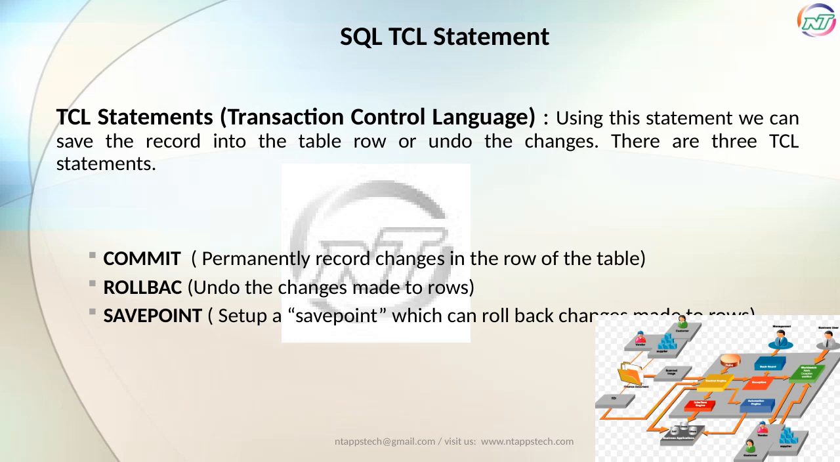Savepoint acts like a bookmark within a transaction, letting us set a point we can revert to without affecting earlier changes. These tools ensure we can save, undo, or partially revert changes, giving us precise control over how data is stored and maintained in the database.